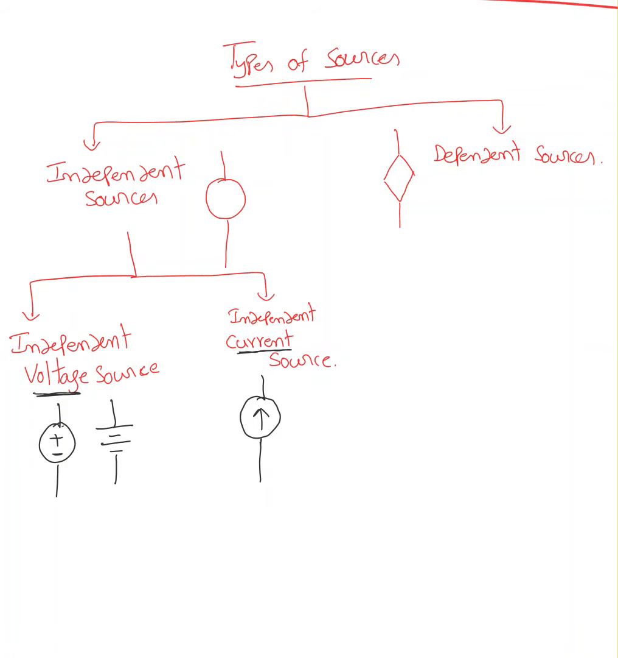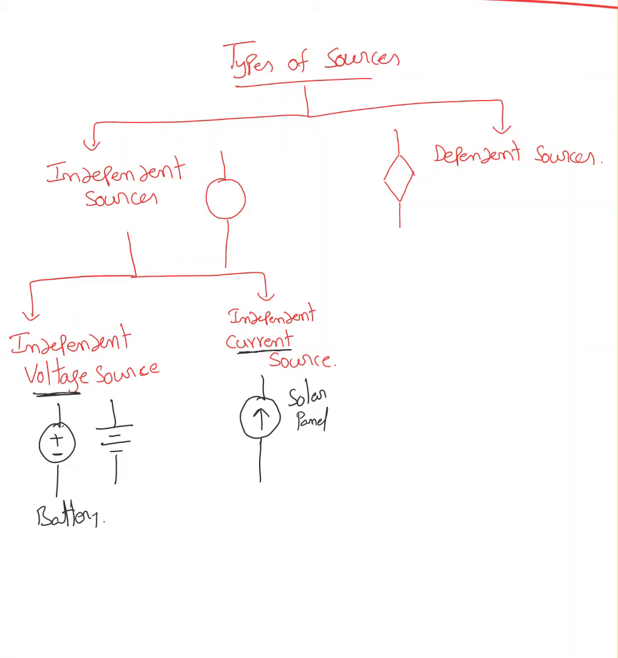The best example for an independent voltage source is a battery. For an independent current source, as long as sunlight is constant, I would say a solar panel is a current source.